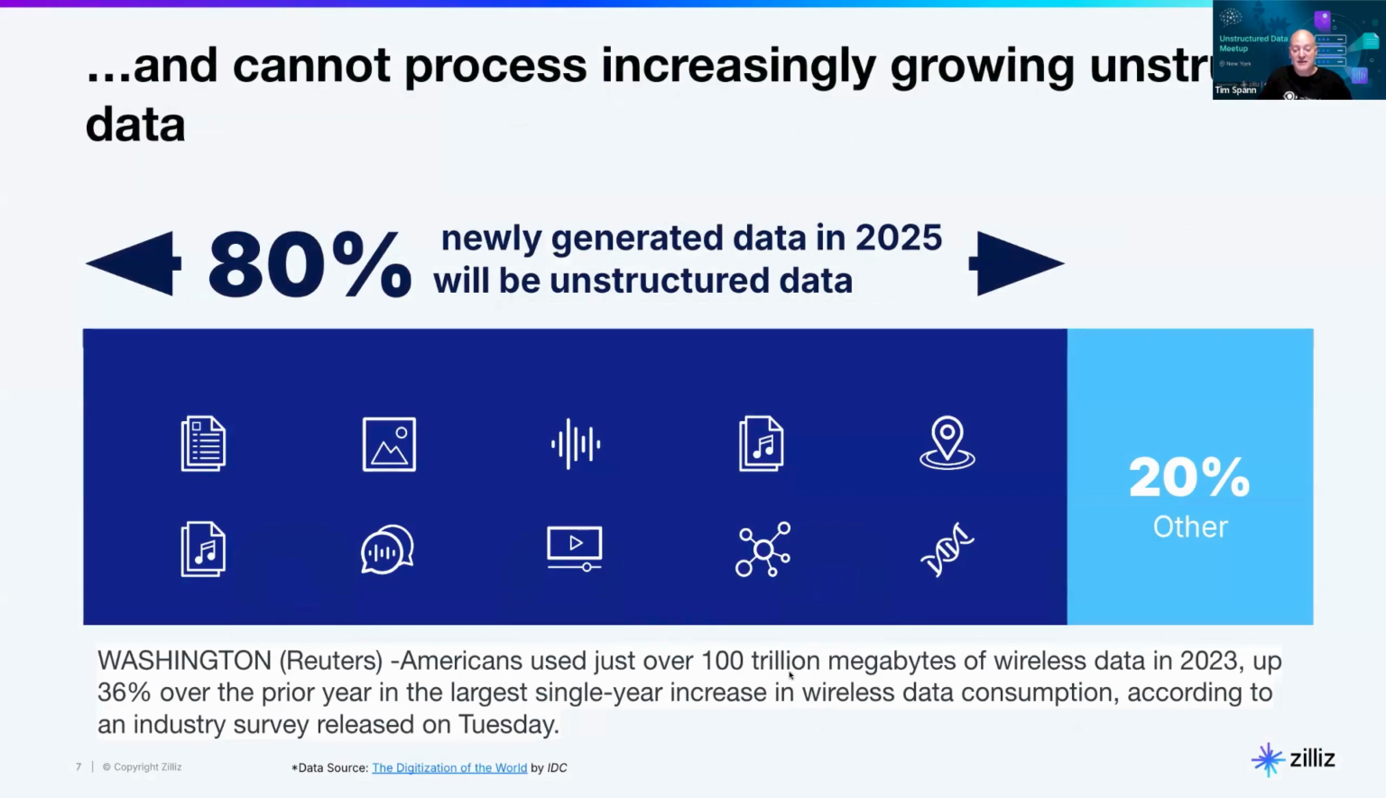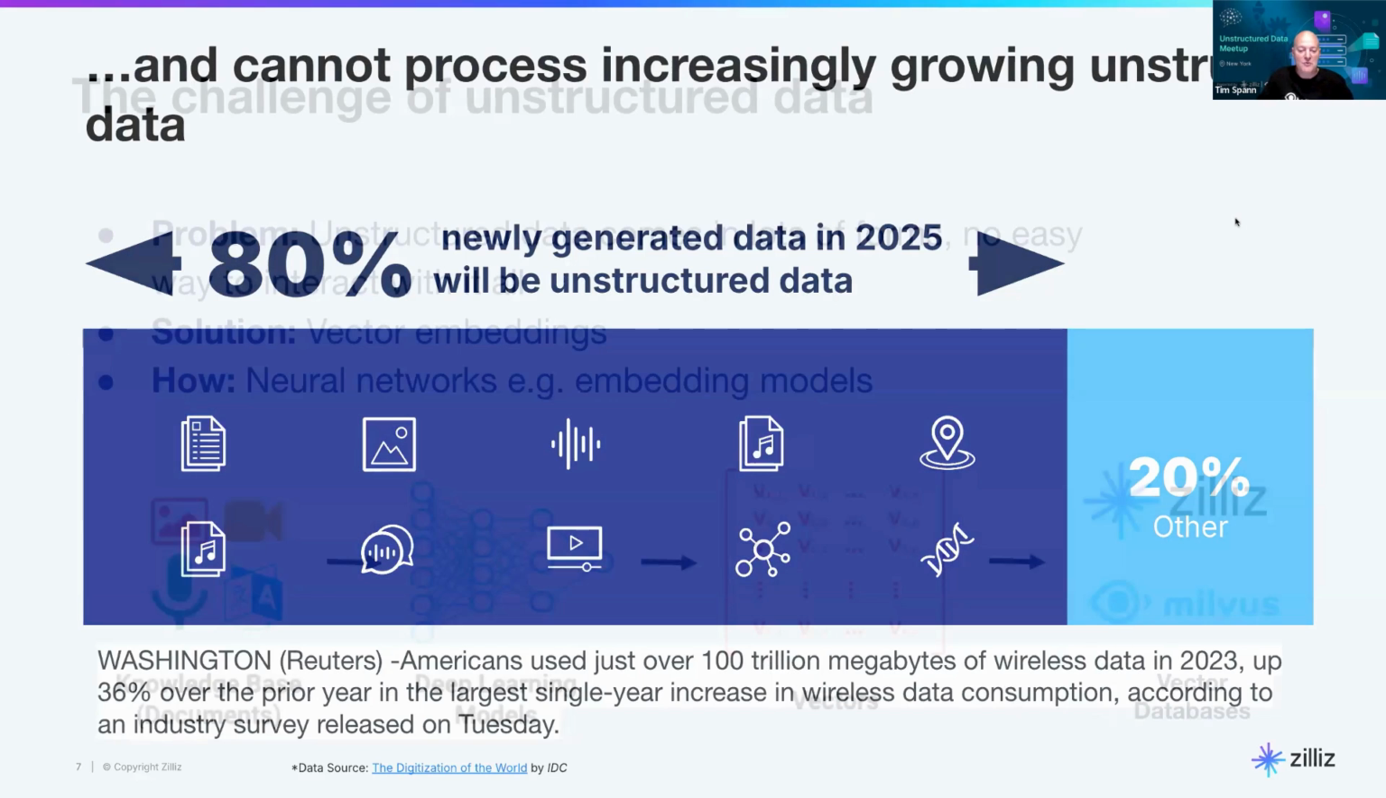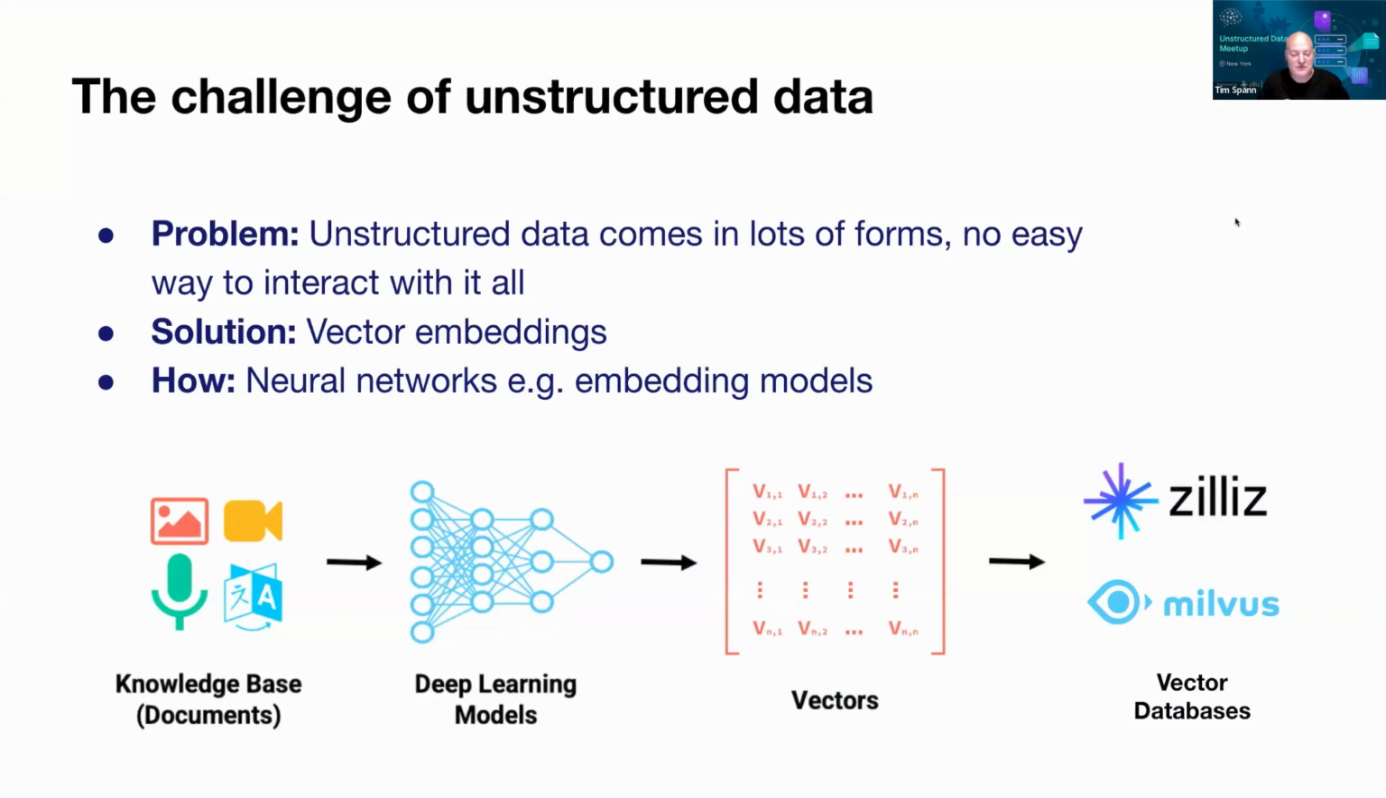This number just came out. I don't know why they said megabytes instead of gigabytes or terabytes or petabytes, but I guess this number sounded really cool, and I like that too. 100 trillion megabytes of wireless data last year. That's just for the wireless data. So as you can imagine, this is just getting more and more. I mean, who's not using a ton of data? All of us. A lot of it is unstructured. It's logs, it's images, it's all these things.